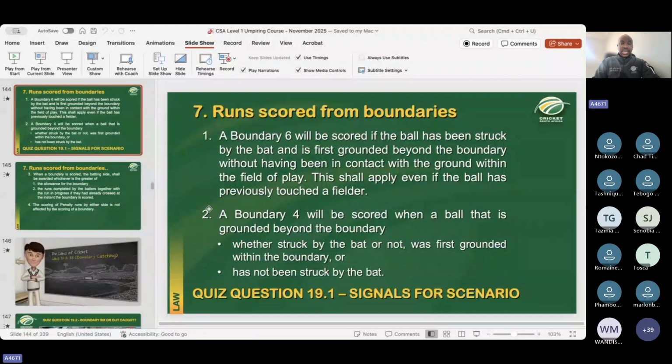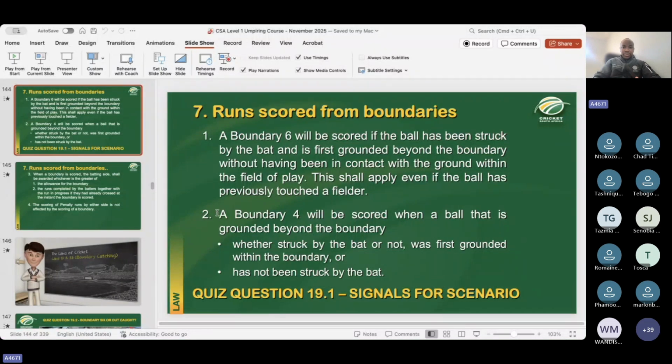The scenario is: a fast bowler bowls a short pitch delivery that bounces high up. The striker attempts to play a hook shot, misses the ball, it hits his helmet and flies over the boundary. What are the signals that the bowlers and umpire should make in this scenario? So law tells us that a boundary 6 can only be off the bat. So did the ball hit the bat? No. So it cannot be a boundary 6.